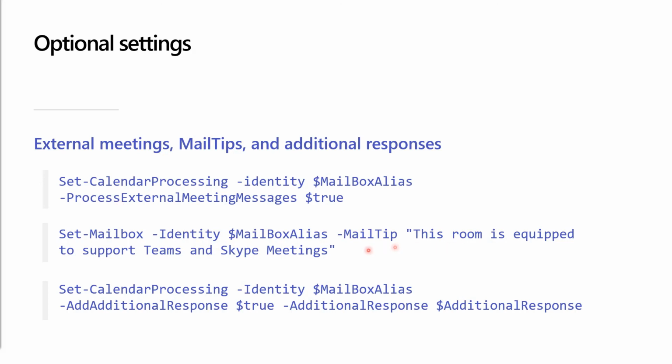Here's how to set the mail tip via PowerShell, and then the add additional response true, and then the actual additional response. This isn't a variable because otherwise you would potentially see pages and pages of HTML formatting in that reply. It's usually easier in PowerShell to take a bunch of HTML, apply it to a variable, and then use that variable when setting this property.